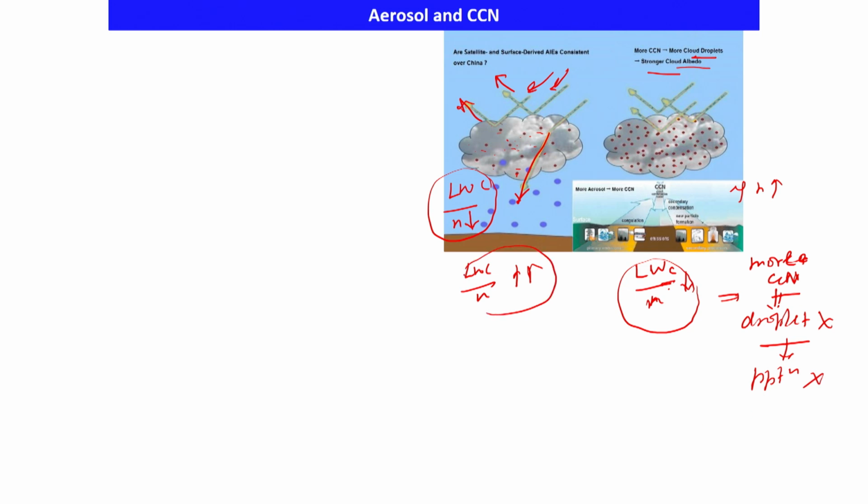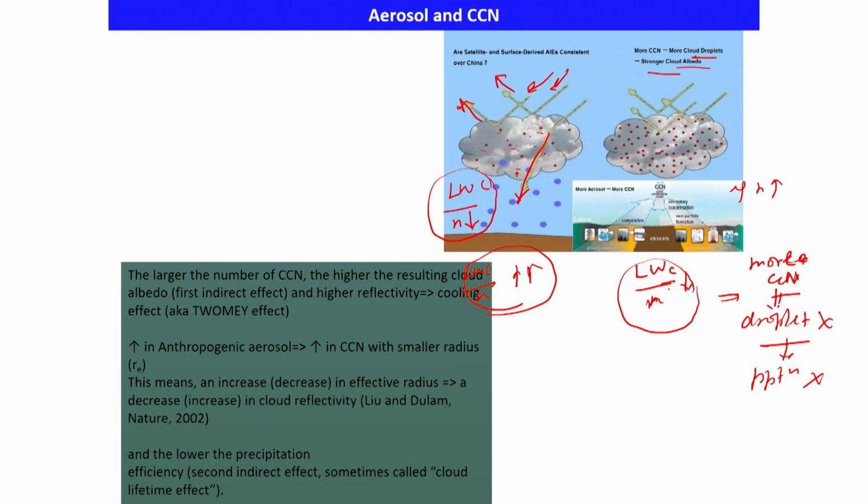This is what we call the aerosol indirect effect. The larger the number of CCN, the higher the resulting cloud albedo. If you increase the number of particles, the reflection will be more, so there will be more albedo. This is called the first indirect effect, with higher reflectivity. This means it will have a cooling effect, and this effect is also called the Twomey effect. He discovered it at that time.